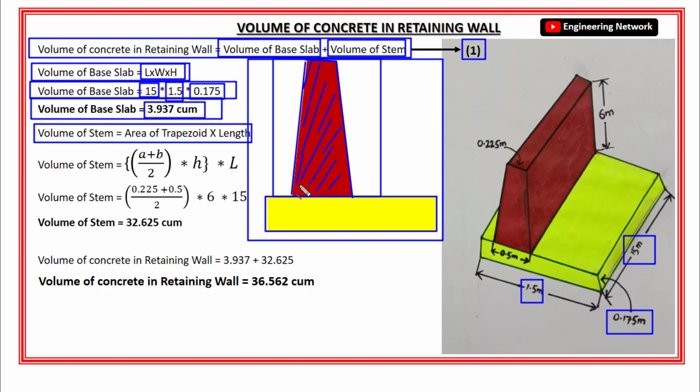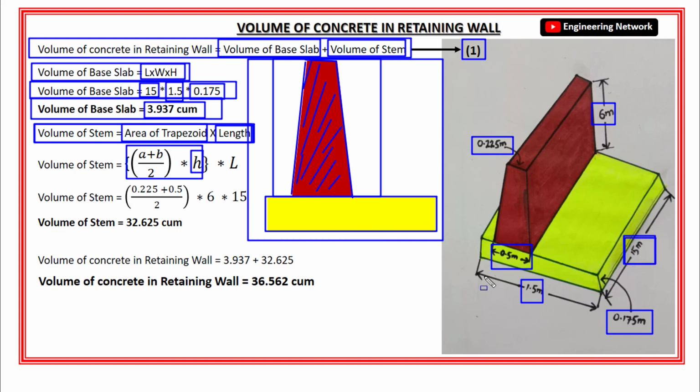So the formula for the volume of trapezoidal shape is equal to area of trapezoid multiplied by length. Now the area of trapezoid is equal to (A plus B) divided by 2 and multiply by height. Okay. Here A is the top width of the stem which is 0.225 meter. B is the bottom width of the stem which is 0.5 meter. H is the height of stem which is 6 meter. Right? And also the length of the stem, or the length of the retaining wall, is 15 meter.